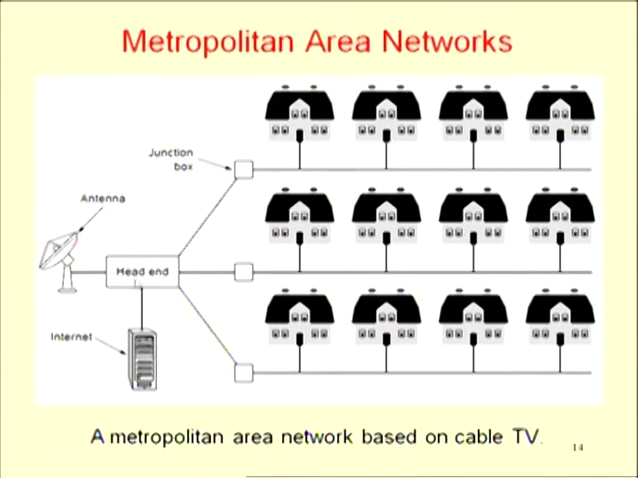So here the head end would be the office of the cable TV service provider, and they will be reaching all the consumers using different junction points, and at these junction points they might have placed amplifiers. So this is a very good example of a metropolitan area network. This is an example of network because resource sharing is being done here. A single resource is being distributed among multiple users in this case.